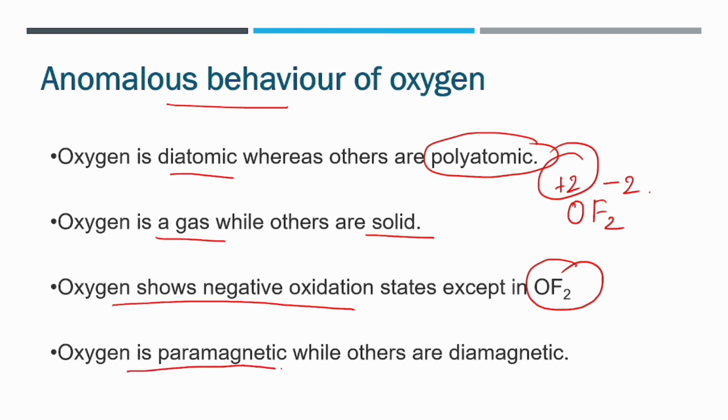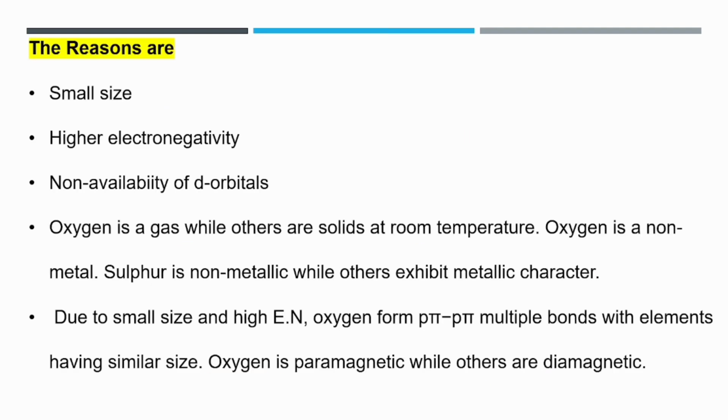Oxygen is paramagnetic while all the other elements in that group are diamagnetic in nature. These are some of the anomalous behaviors of oxygen which differ from all the other elements of the group. The reasons for this anomalous behavior are its small size, high electronegativity, and non-availability of d orbitals in oxygen. Oxygen is a gas while all the other elements are solids at room temperature.